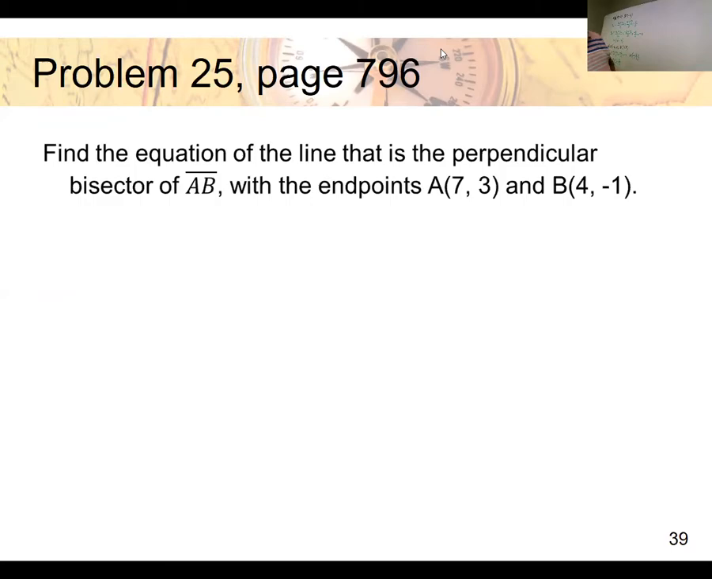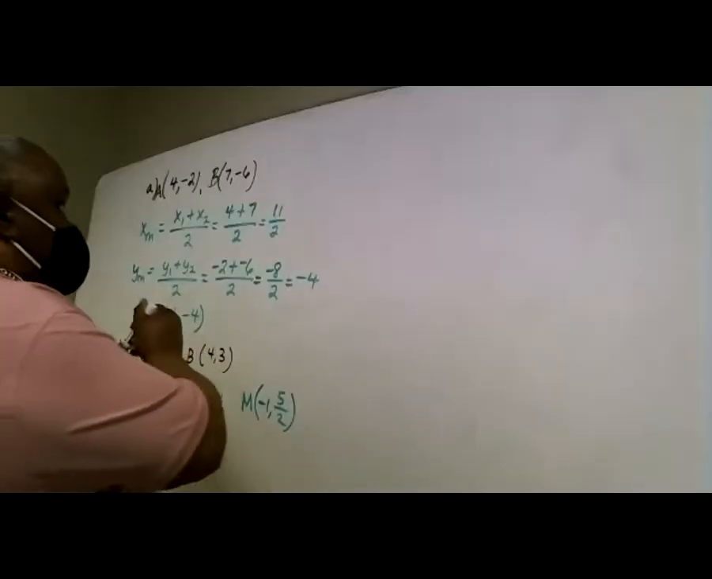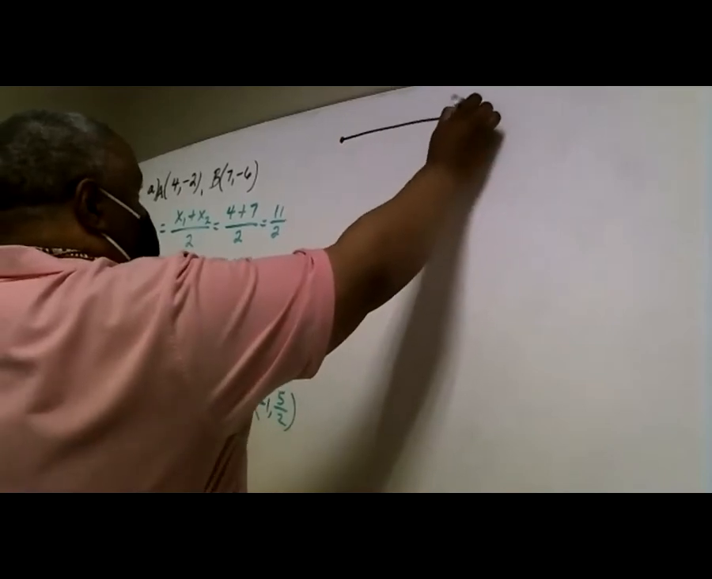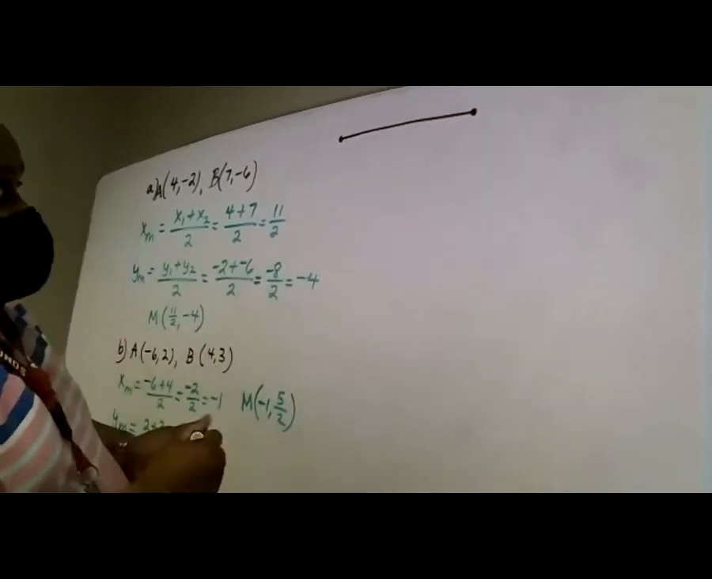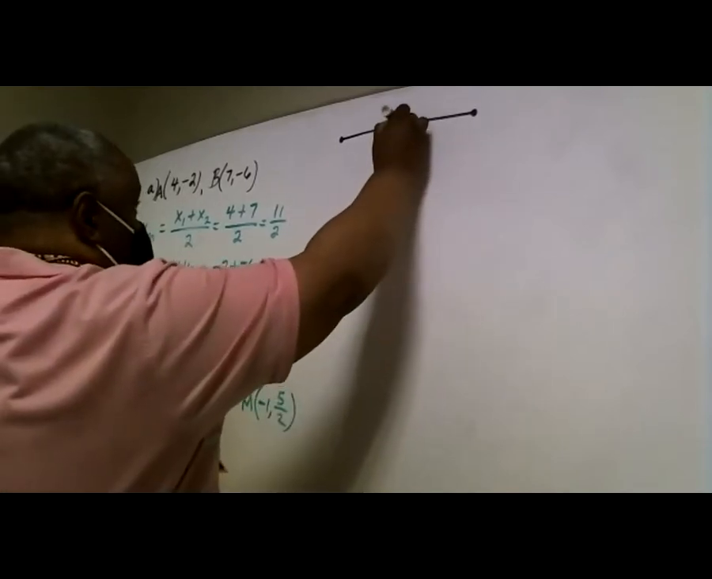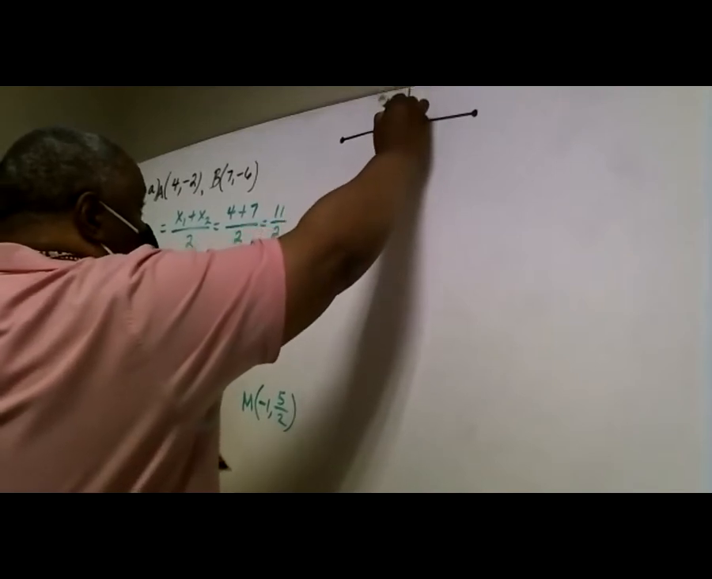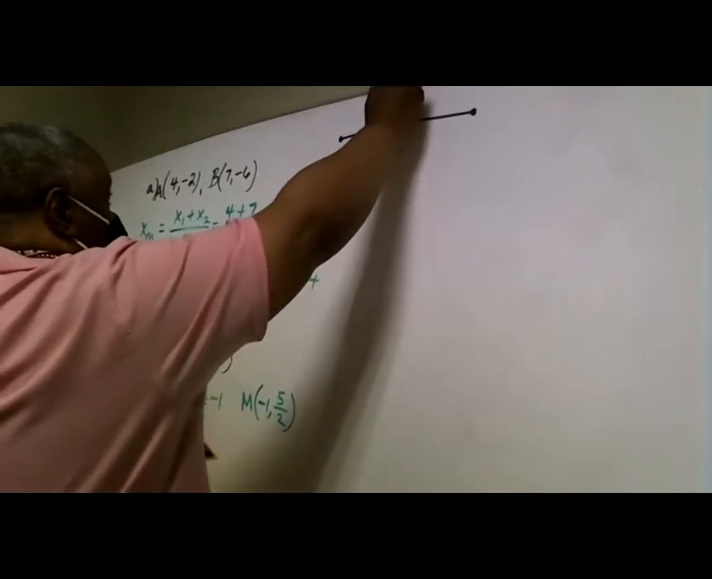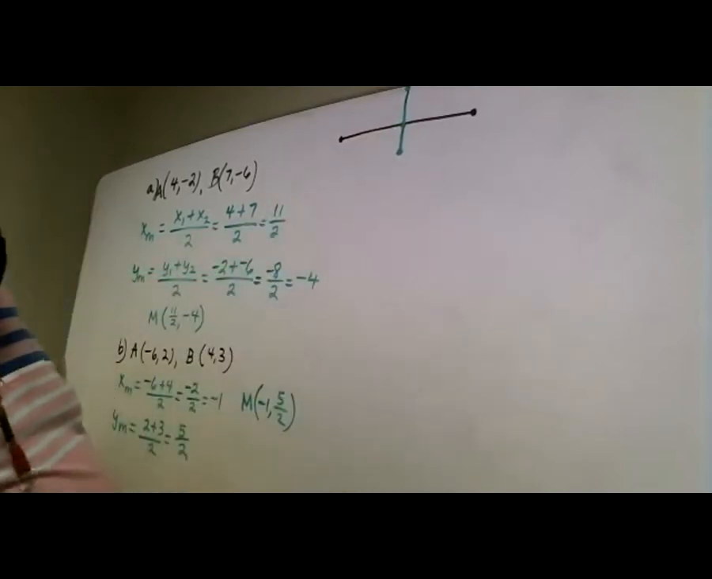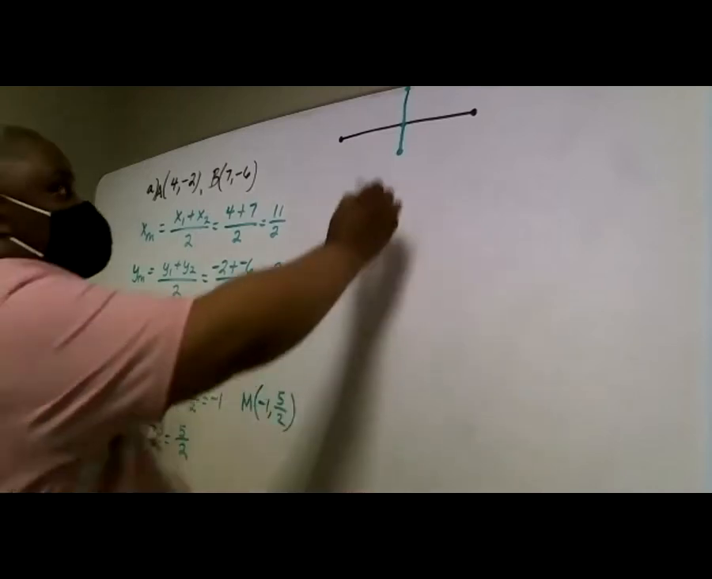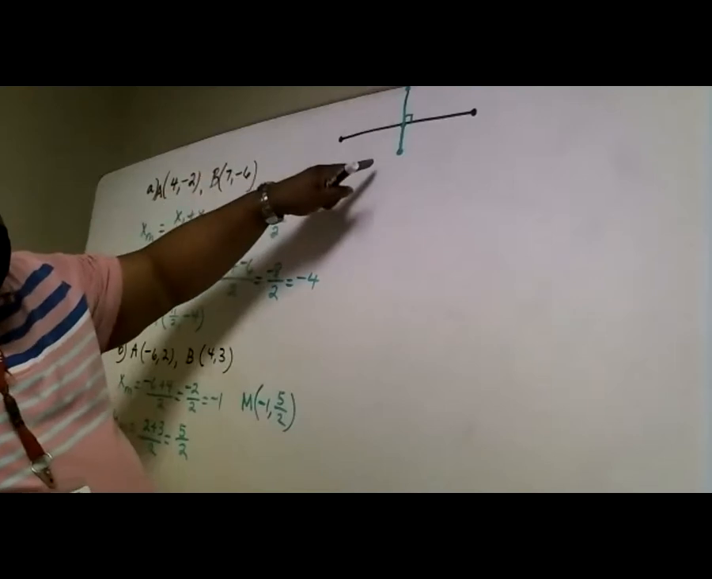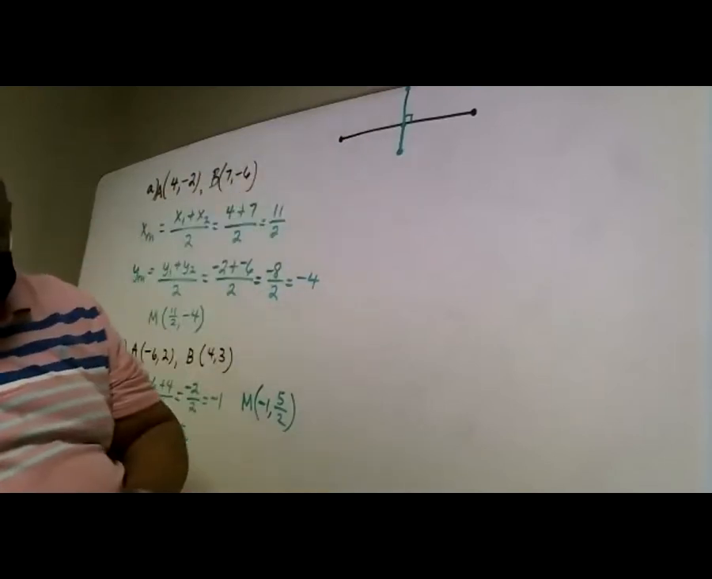Okay. Now, of course, a perpendicular bisector looks like this. Let's say we have a line segment. This perpendicular bisector goes through the center, or the midpoint, of this line and is perpendicular to it. So this green line, that's the perpendicular bisector, because it goes to the center and is perpendicular to the other line.